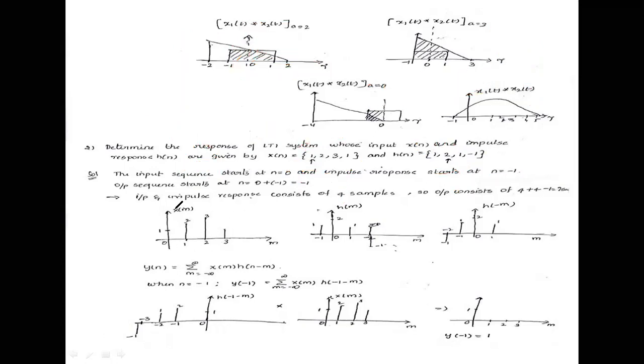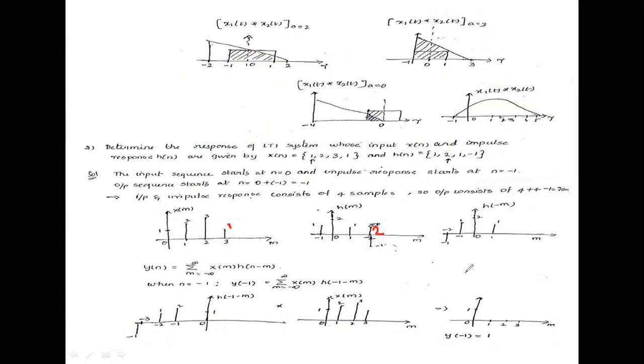Let us see, x of n is given. x of n: at 0 it is 1, at 1 it is 2, at 2 it is 3, and at 3 it is 1. And h of n: at -1 it is 1, at 0 it is 2, at 1 it is 1, and at 2 it is -1.